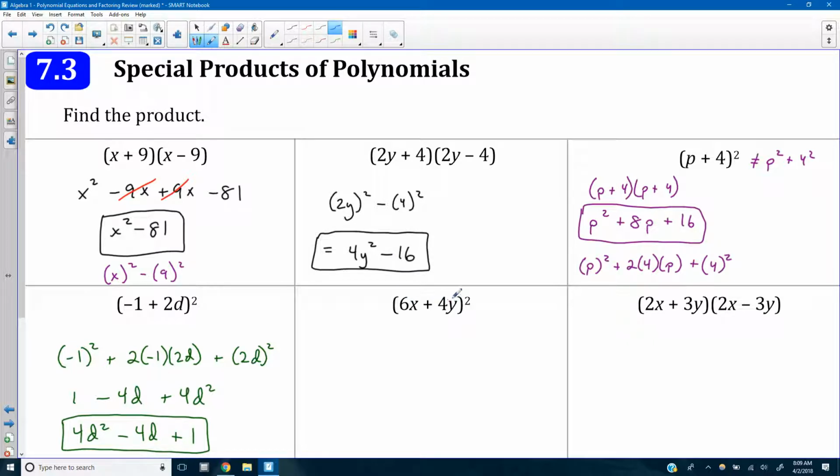Okay, 6x plus 4y quantity squared. See if we can do it without writing this step. We're going to square the first term. 6x quantity squared is 36x squared. We're going to double the product of these two terms.